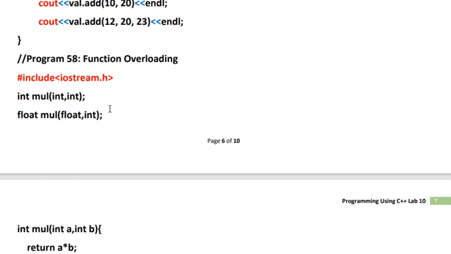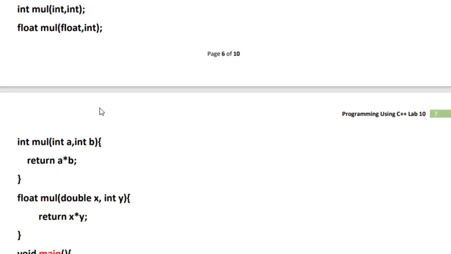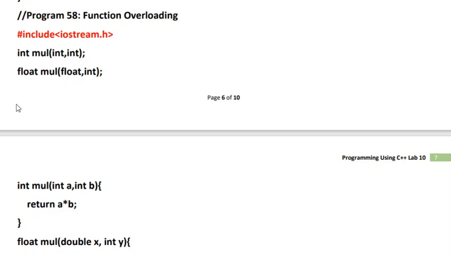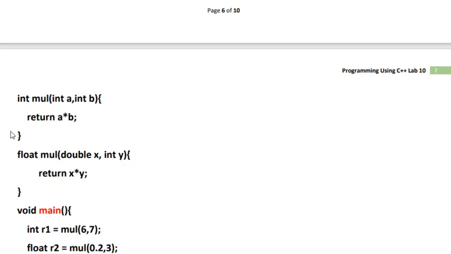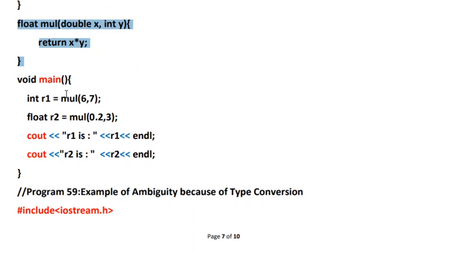Now here I have another example of function overloading, where we have two functions with the same name, but they differ in data type and return type. Here I'm calling the necessary function. Whenever 6 and 7 are provided, it will call the function that's capable of multiplying two integer values. Whenever 0.3 and 3 are provided, it will invoke the function that's capable of adding two numbers, where one is of type double and the other is of type integer.